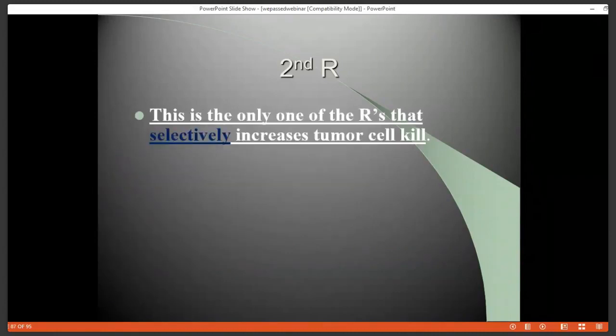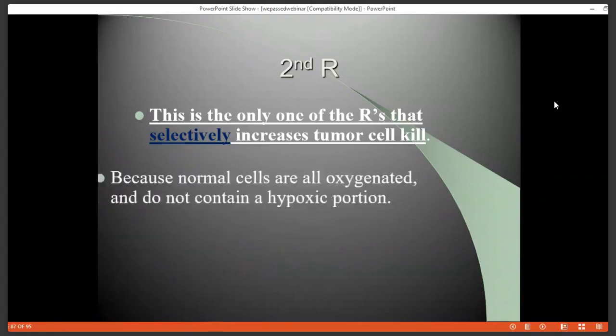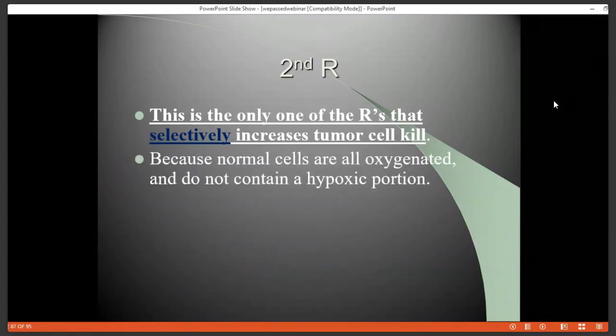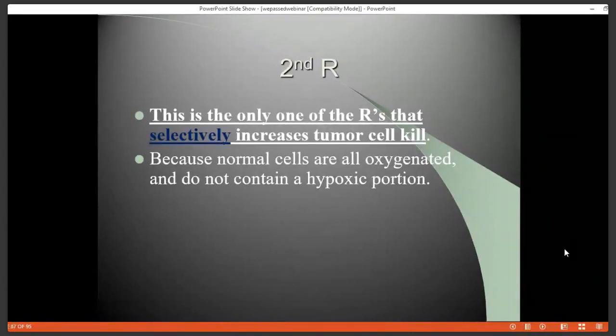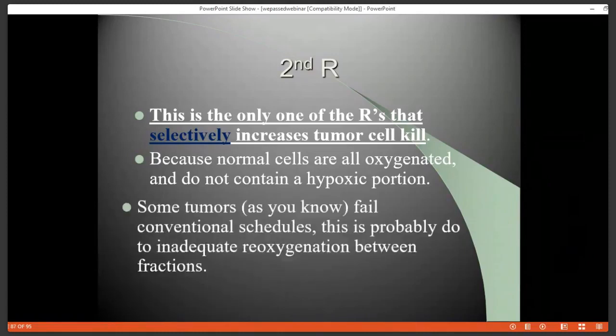This is the R that selectively increases tumor cell killing. The reason why is because in the healthy tissue compartments, all the cells are within the 100 micrometer range of a vessel at all times. So normal oxygen saturation tension in normal cells tends to be close to 100%. Only in tumors that outgrow their vessel supply do you see hypoxia. So this particular R is really selected for increasing tumor cell killing.